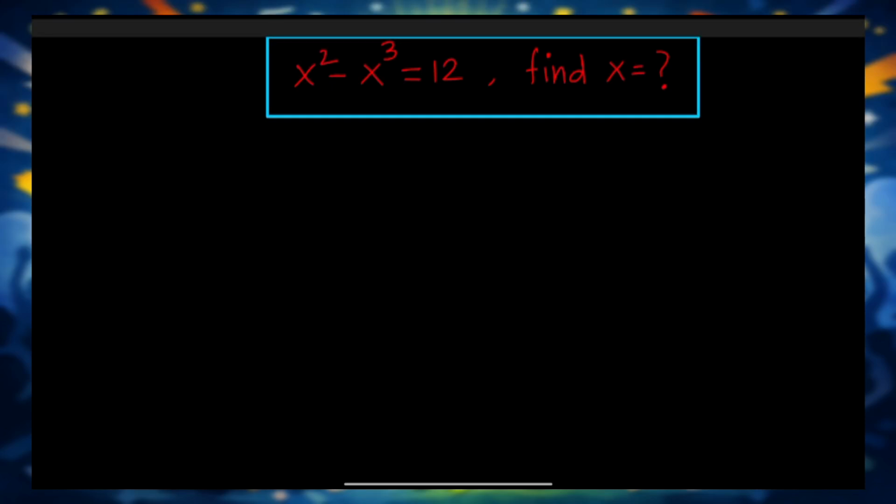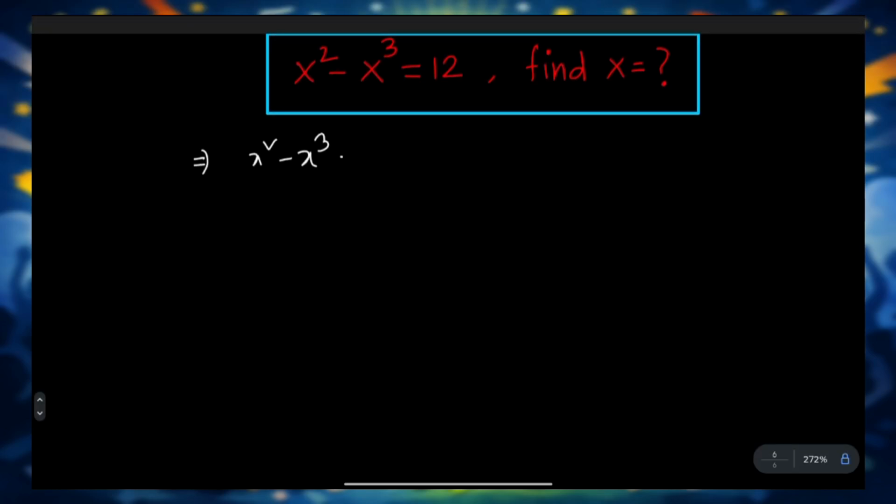Today we are going to solve another fantastic algebraic problem. Here the problem is x square minus x cube equals 12. Then find the value of x. So clearly, x square minus x cube minus 12 equals 0.